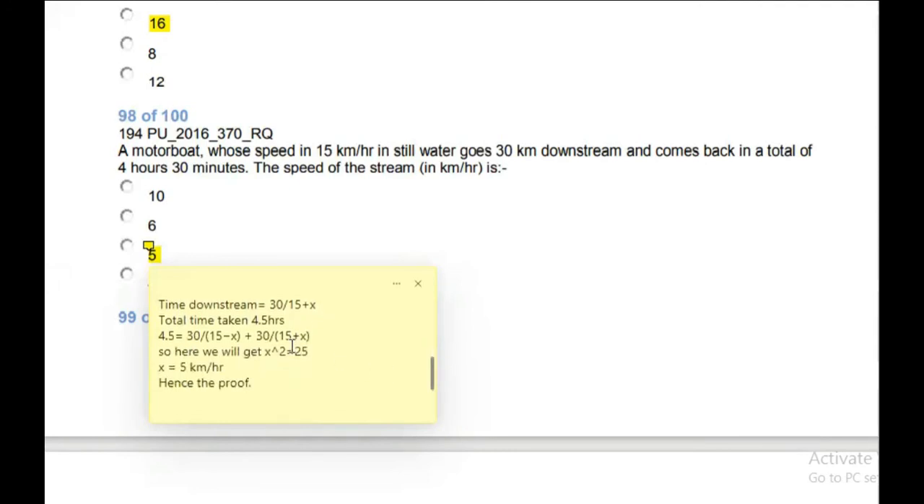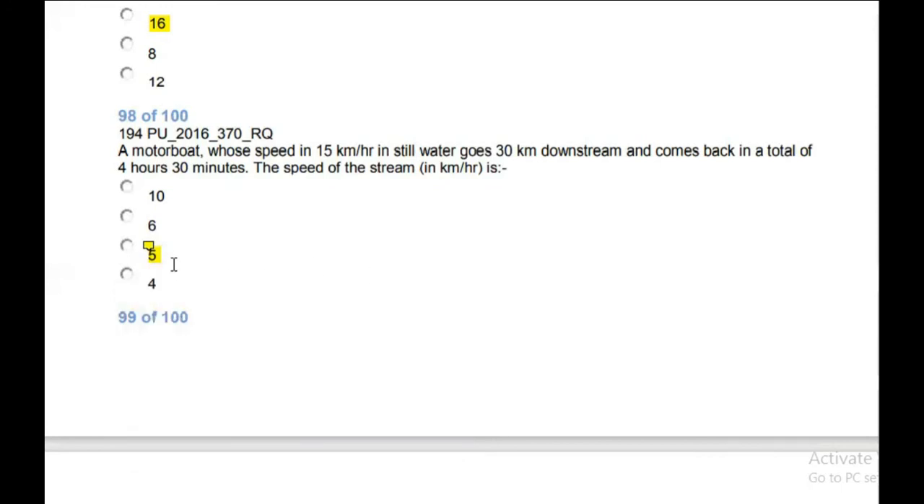Total time taken is 4.5 hours. So 4.5 is equal to 30 by 15 minus x, that is the time taken upstream, coming back, and 30 by 15 plus x, the time taken to go to the destination, that is downstream. So here we will get x squared is equal to 25. So x is equal to 5. By solving this equation, we get x is equal to 5 kilometer per hour. Hence the proof. So the speed of the stream is 5.